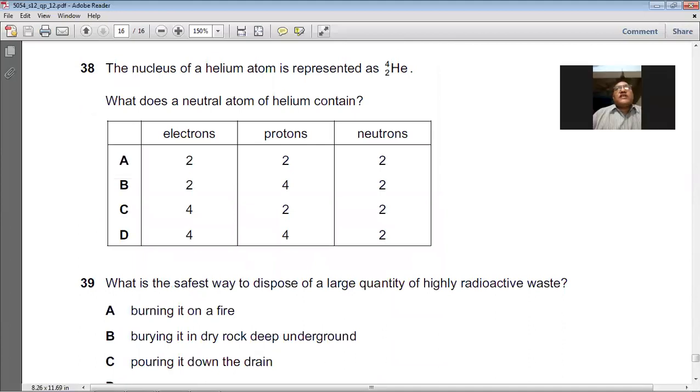Question 38 is on your screen. The nucleus of a helium atom is represented by He-2-4. What does a neutral atom of helium contain? It has two protons, two neutrons, and two electrons in the orbits. So electrons are two, protons are two, and neutrons are two. So A is the right choice. Question number 38, A is the right choice.